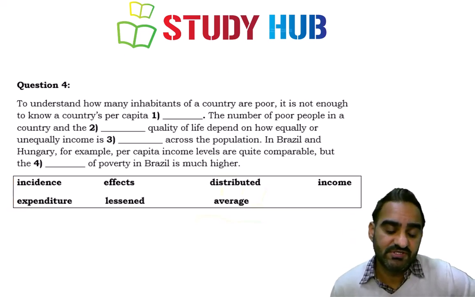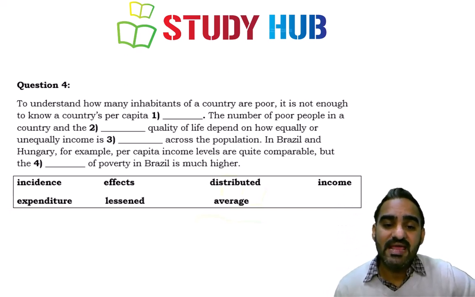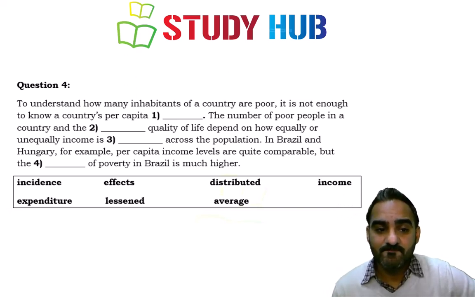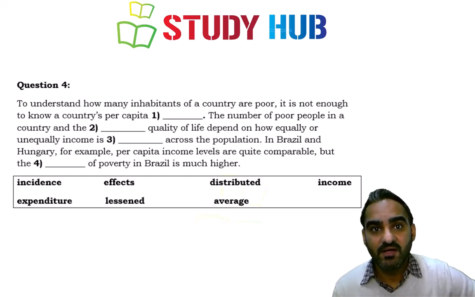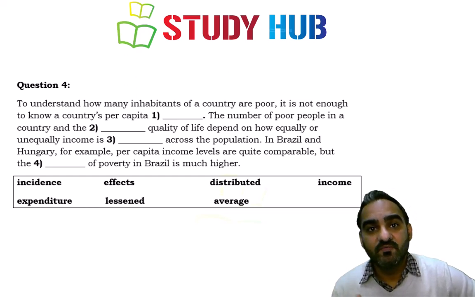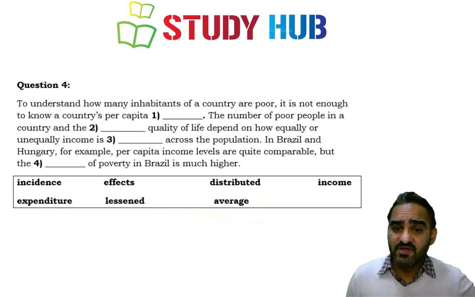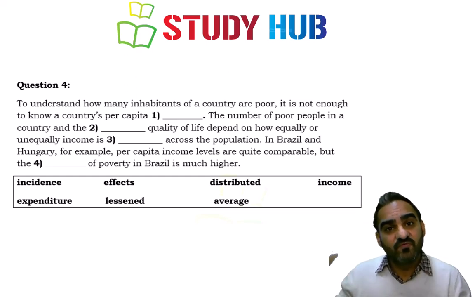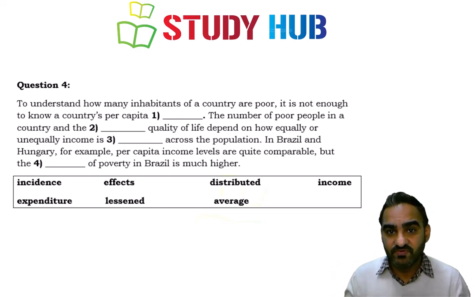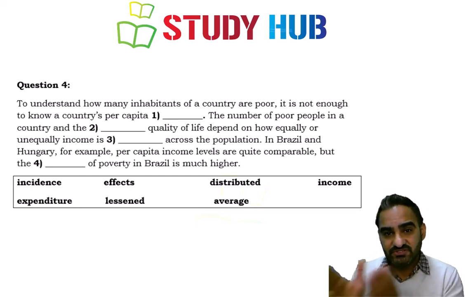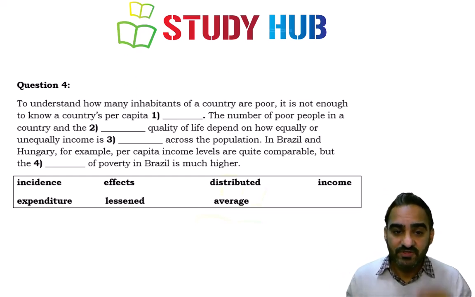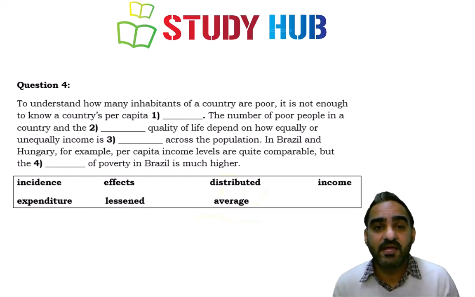Now we go to the question. To understand how many inhabitants of a country are poor, it is not enough to know a country's per capita income. Very popular collocation. So sometimes you don't really have to go with the logic always. If I say, for example, say from a child's point of view, you know that it is going to be views, because these are the collocations, or these are very popular phrases. So in this case, average a country's per capita income.